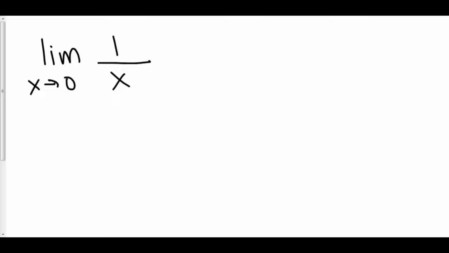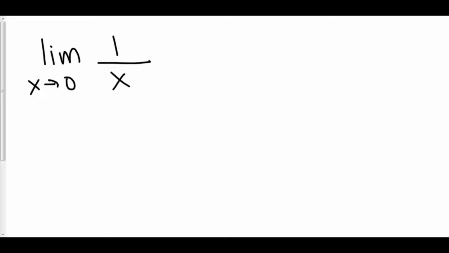Let's take the limit as x approaches 0 of 1 over x. Well, step 1, plug it in. 1 over 0 is undefined, can't do that, okay. Moving on, step 2, algebra gymnastics.